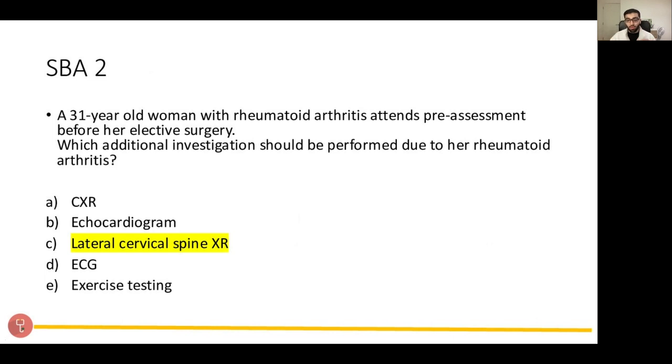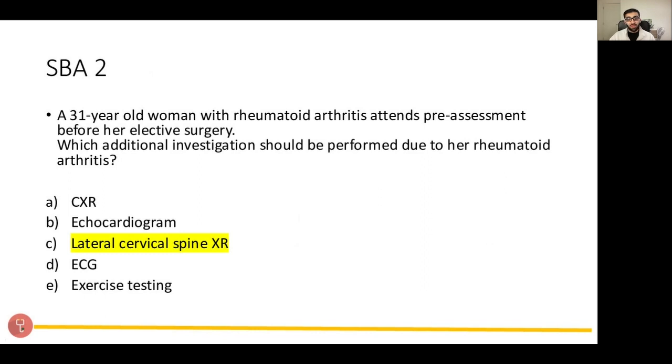Again, think about the blood flowing through the heart and those kinds of conditions that will affect that more than the electrical conduction. Then an ECG, again, not needed because this patient is under 55 and there's no cardiac symptoms or any underlying comorbidities. And exercise testing. Whilst you'd ask whether she's able to walk a flight of stairs, this is not really a routine test and it's not specifically done due to rheumatoid arthritis. So the reason that a lateral C-spine x-ray is required is because the patient has rheumatoid arthritis.